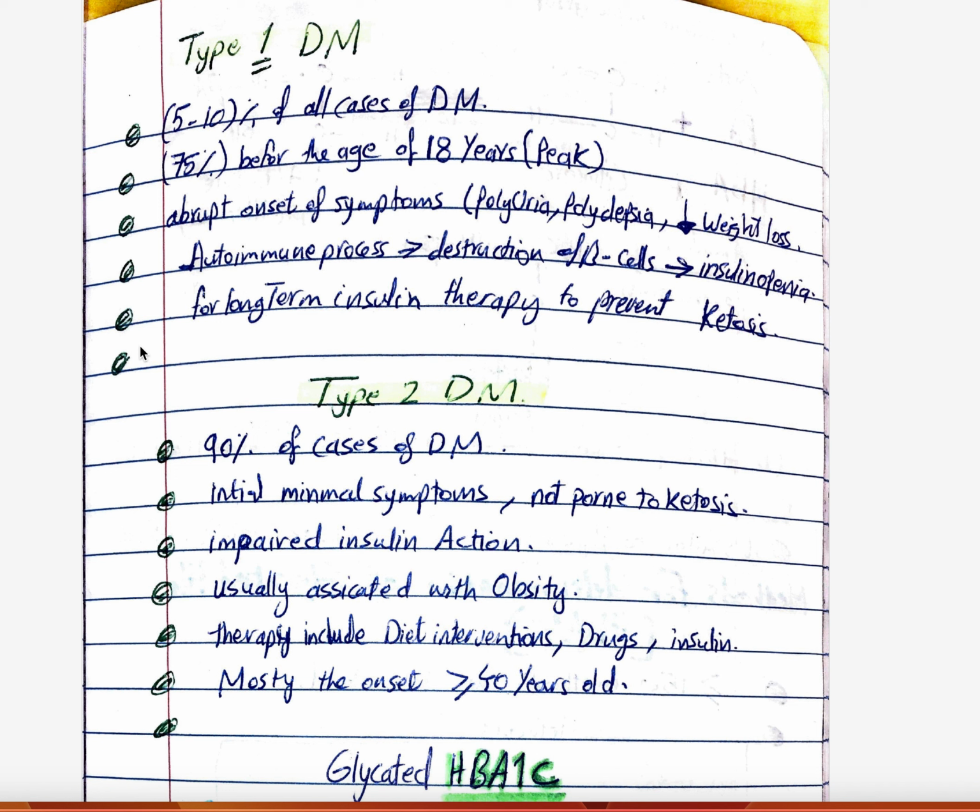Therapy includes the first diet interventions, changing lifestyle, and then the drug, and then the insulin. It's actually drug and then the insulin, the final treatment. Mostly onset is when the patient is older, more than 40 years old, but these are, we can say, the typical symptoms when I say type 1 diabetes and type 2 diabetes.